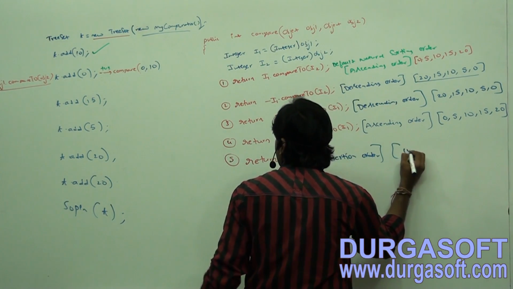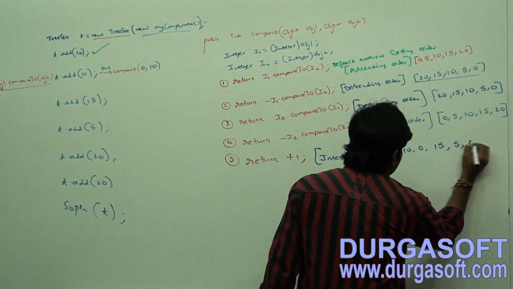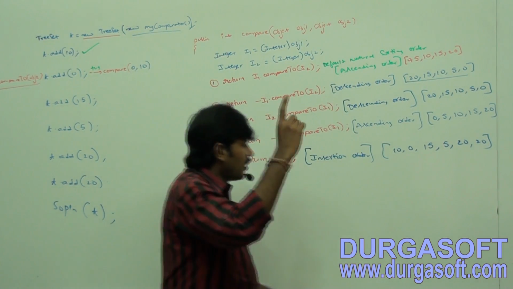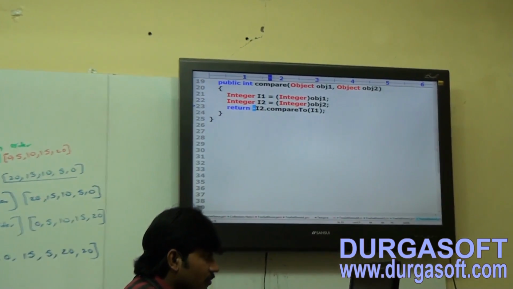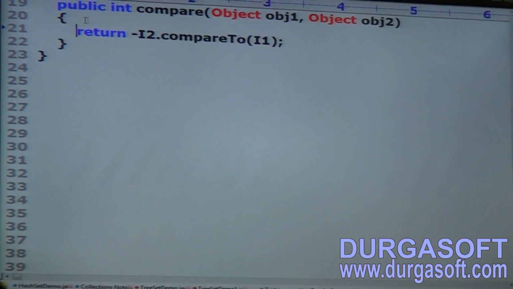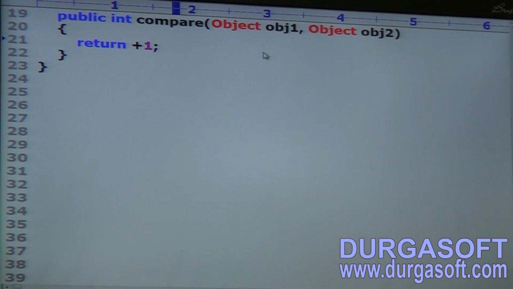10, 0, 15, 5, 20, 20, right? Correct. I will show this one. Have a look once. Return what? I don't want to take all these things. All these are not required. Return plus 1 or minus 1? Plus 1. Return plus 1, that's all.